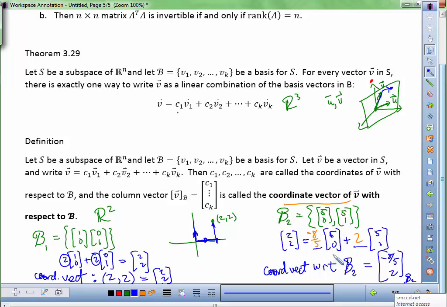WRT, with respect to? Like the coordinate vector is written as the V sub B. Yeah, so this is your vector V, negative 8/5 comma 2, sub B, and this is the basis vectors that you're talking about.